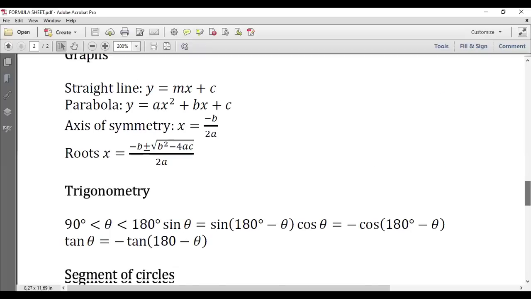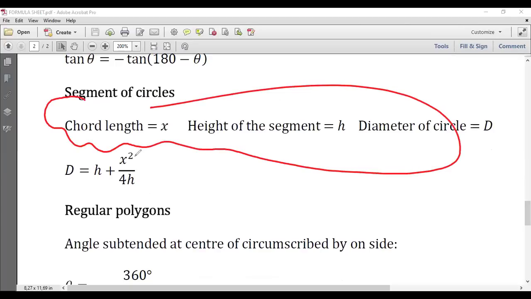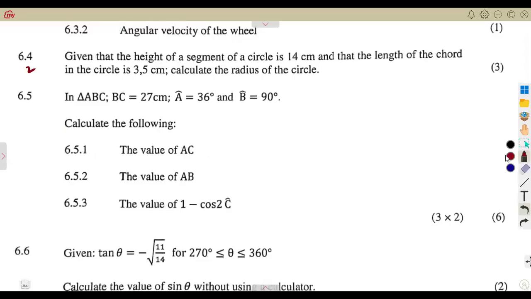So from the segments of circles here, the chord length, everything. Then we've got our formula here. This is what you're supposed to use to find whatever you are given. So we are given that the height is 14. This is the height. The length of the chord is 35. Remember, the chord length is x. So we've got x there.